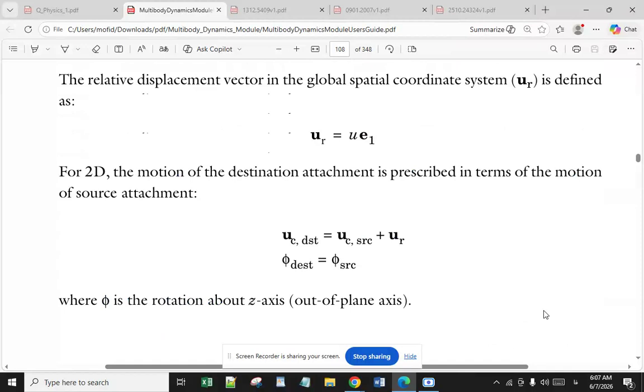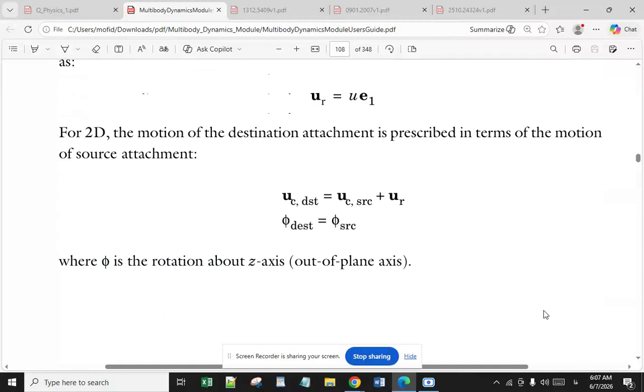For two dimensions, the motion of the destination attachment is prescribed in terms of the motion of the source attachment as follows, where phi is the rotation about the z-axis, the out-of-plane axis.